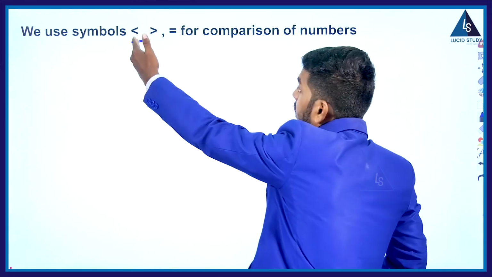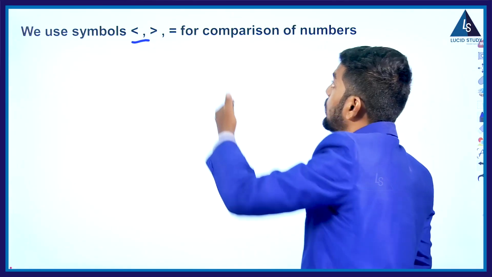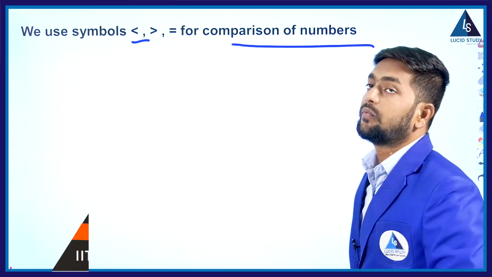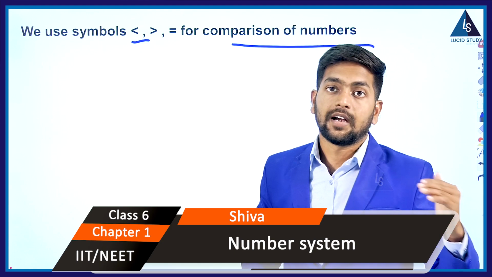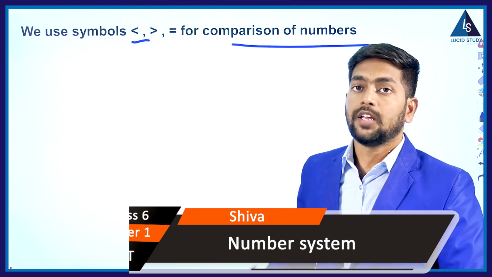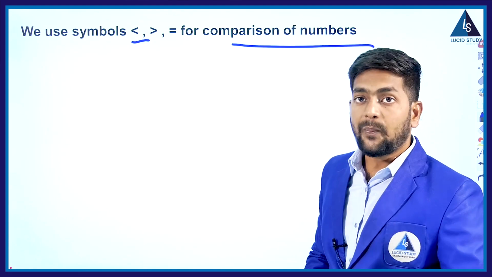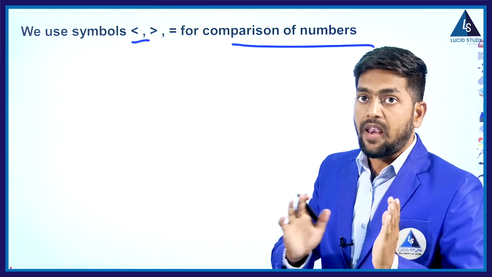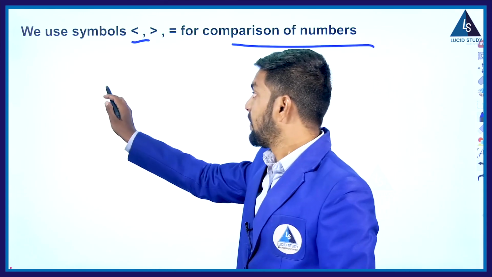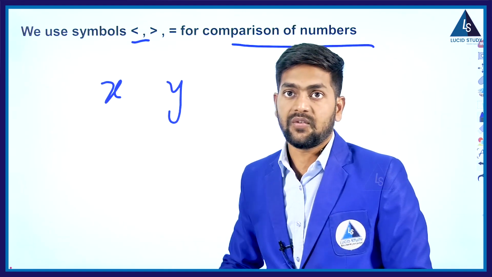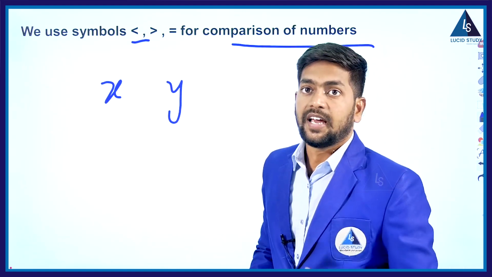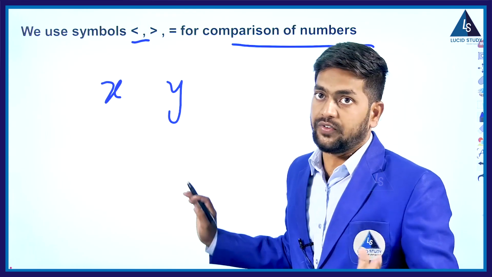Use the symbols less than, greater than, and equal to for comparison of numbers. Now here we are having greater than and less than or equal to symbols to compare the given numbers. So here I am having x and y, two numbers. X and y are any two numbers, we don't know.